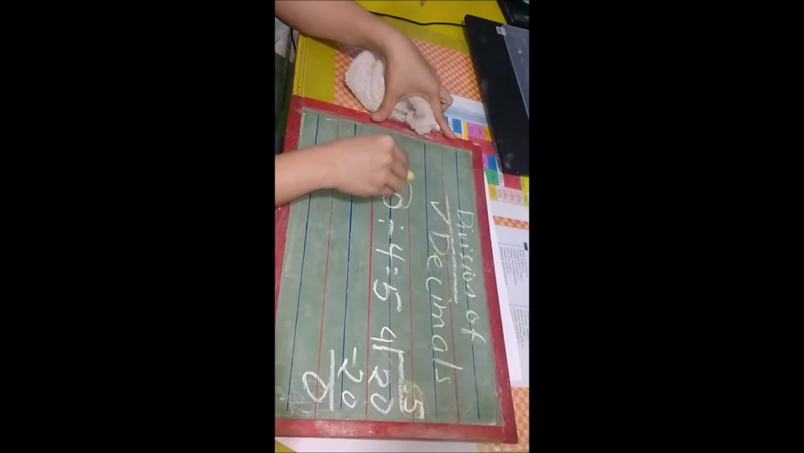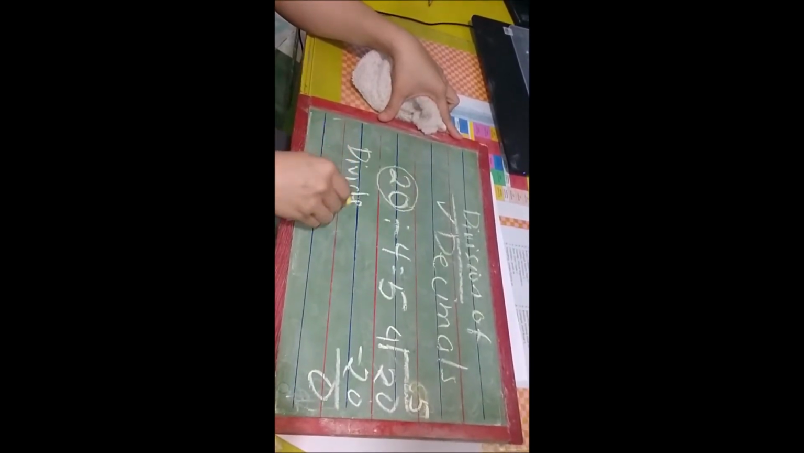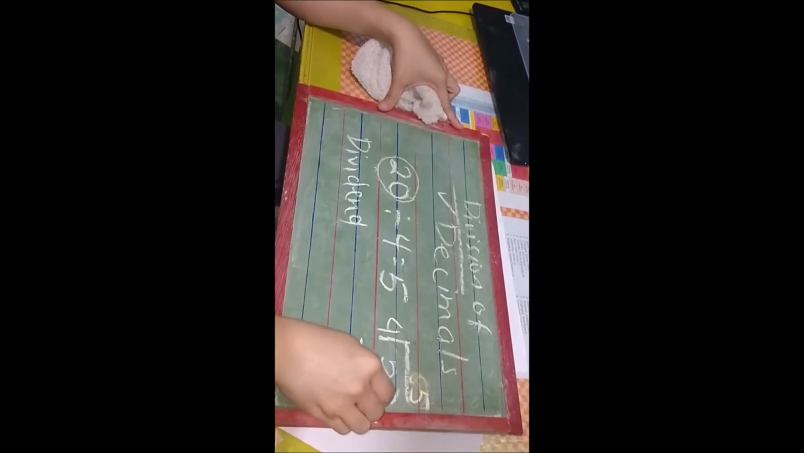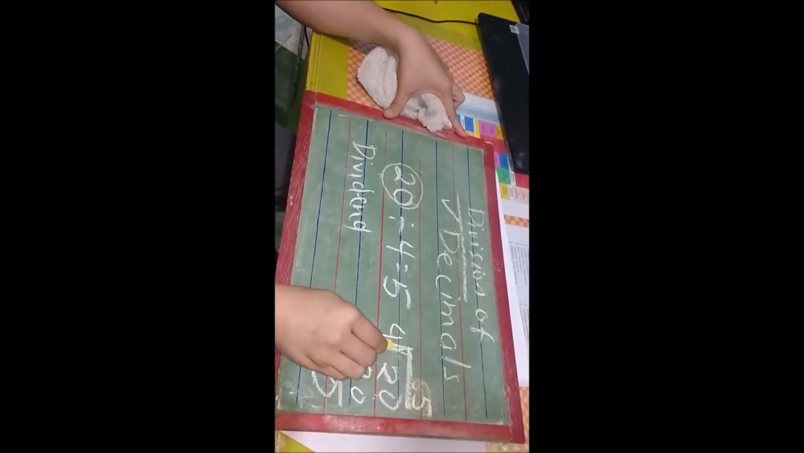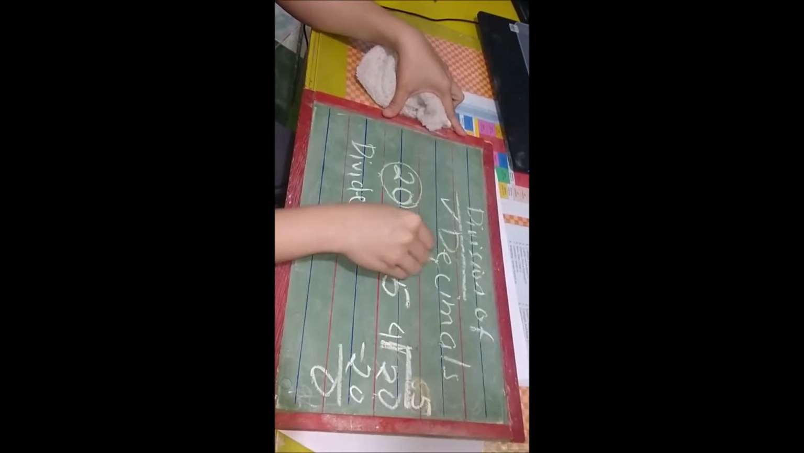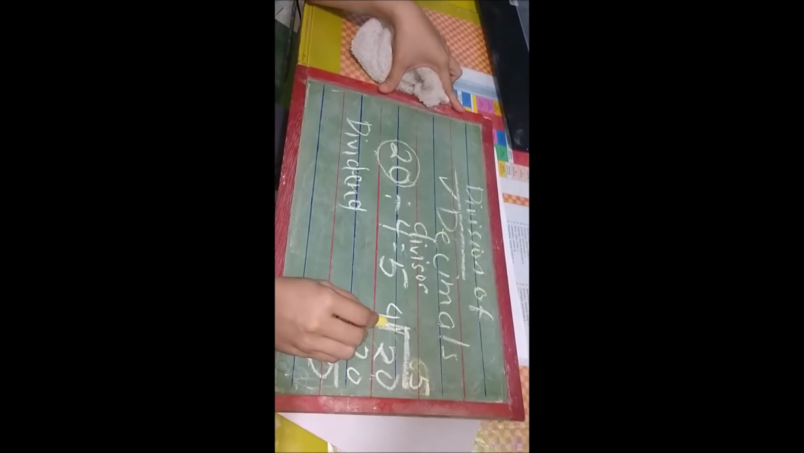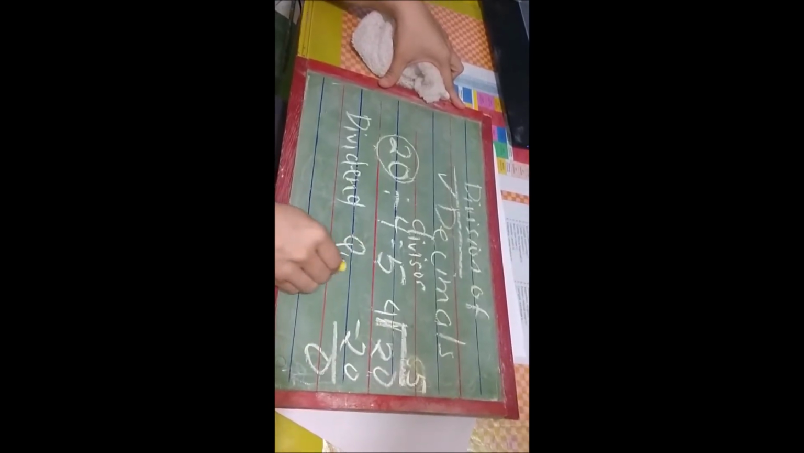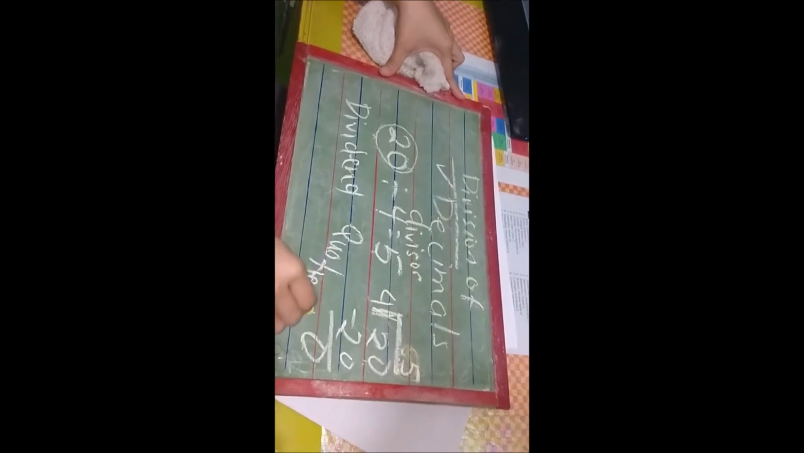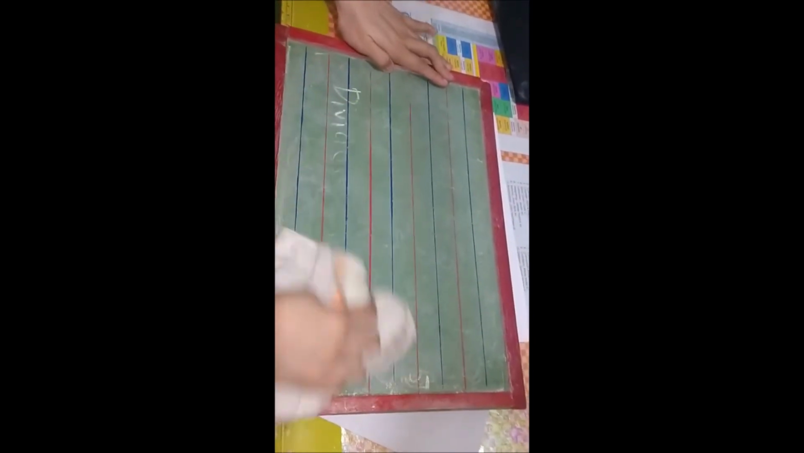We have here the 20 as our dividend. Our dividend is inside the division symbol. And then our number 4 is our divisor. So the number outside the division symbol is the divisor. And of course, the number 5 is our quotient. So always be familiar with those terms.